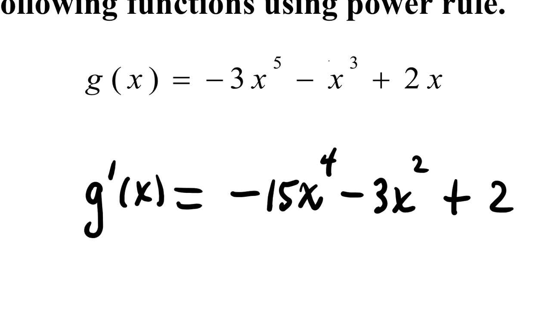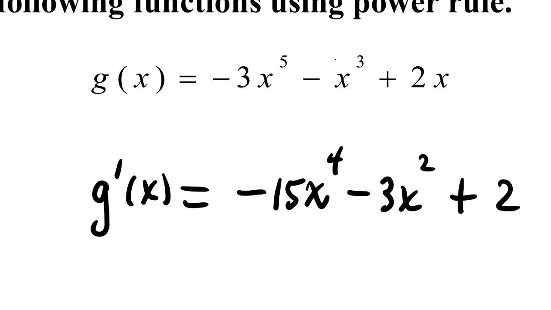No matter how long or short your function is, as long as your terms have the ax to the n format, then you can apply power rule. Negative 3 times 5, that's negative 15. 5 minus 1 is 4. If you're missing a coefficient, don't hesitate to put it in. It's not required, but you can absolutely do it. Negative 1 times 3 is negative 3. Take 1 off your power, that makes it x squared.